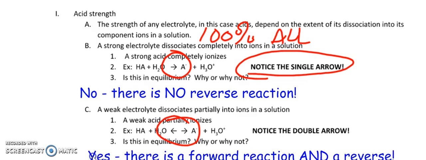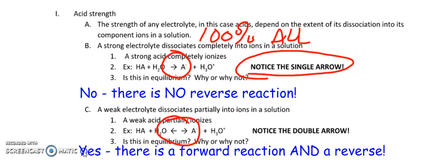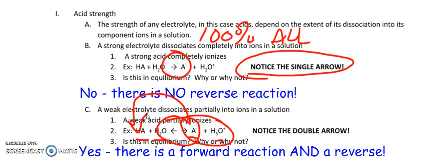Did you come up with something? Well, this is what I came up with. It is in equilibrium because you do have the forward reaction where the acid meets the water and makes A- and H3O+. But what else happens? These will come together and make the HA and water back again.